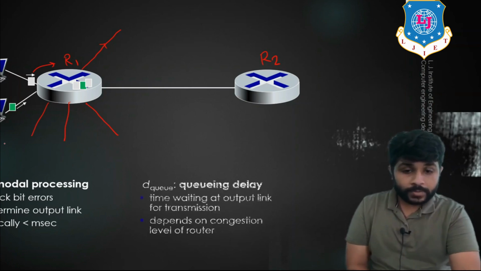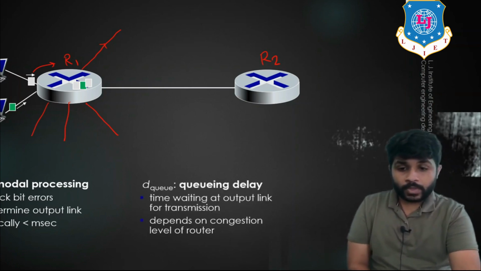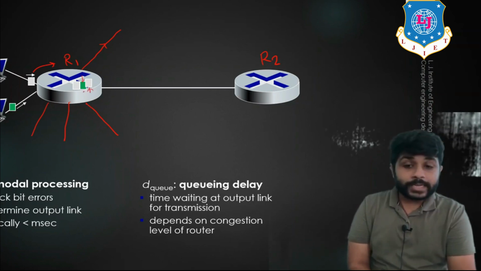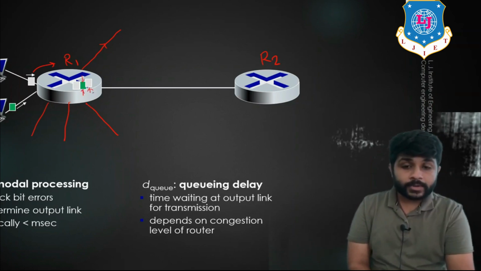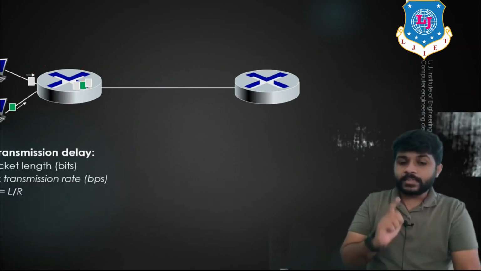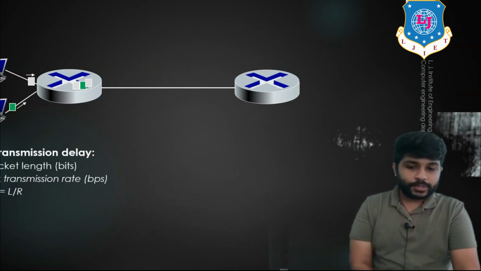The next delay is the queuing delay. You can see that in this figure there are 3 packets which are queued up. Now this packet has to wait until the packet ahead of it gets transmitted, and the waiting time faced by this packet until the other packet gets transmitted is known as queuing delay. Okay, now let's see the next delay, which is the transmission delay.